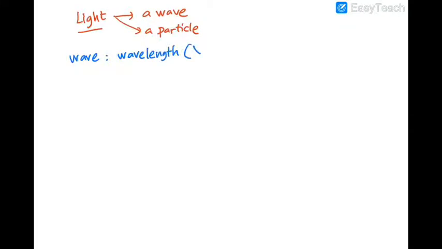Light is a wave and also a particle. As a wave, we have central characteristics that can be defined by 4 variables, which are: we can identify the so-called wavelength, lambda as the symbol, frequency, velocity, and amplitude.